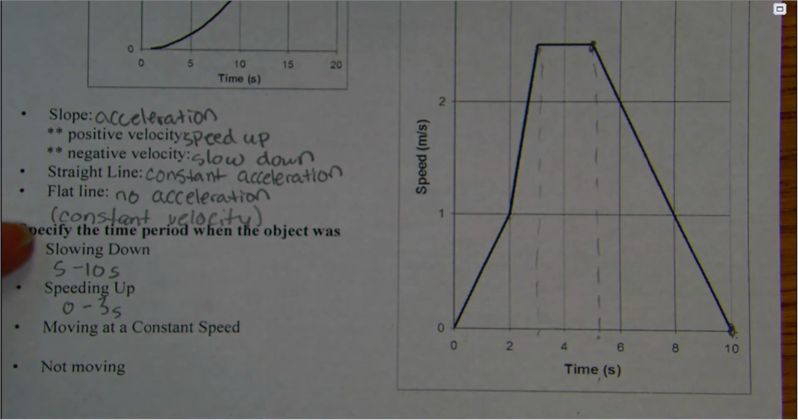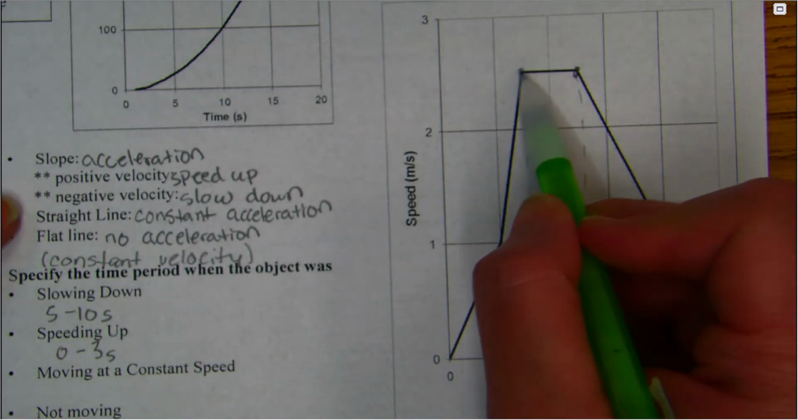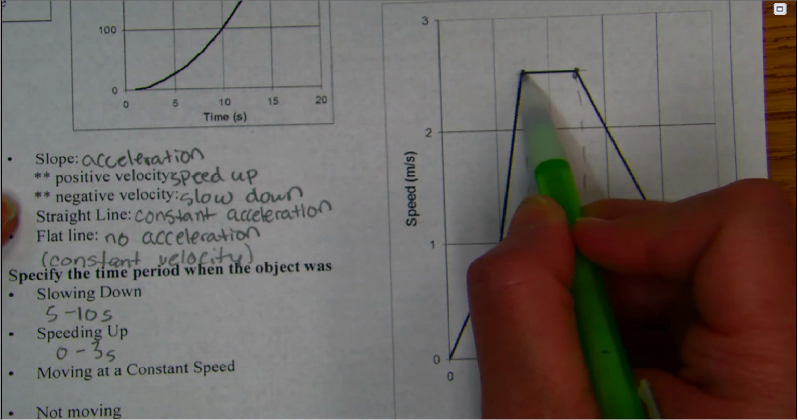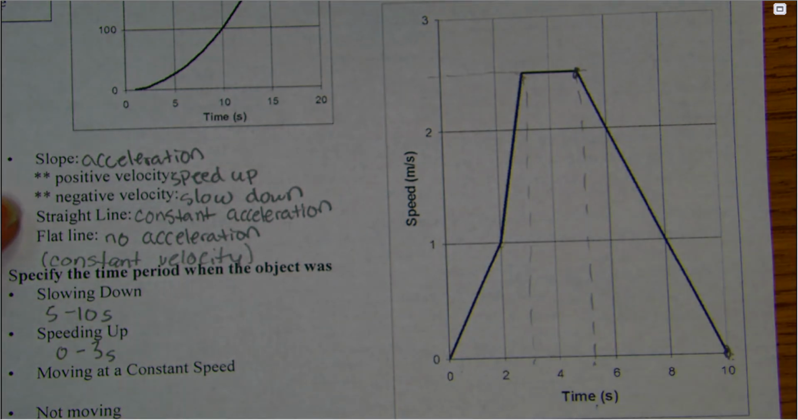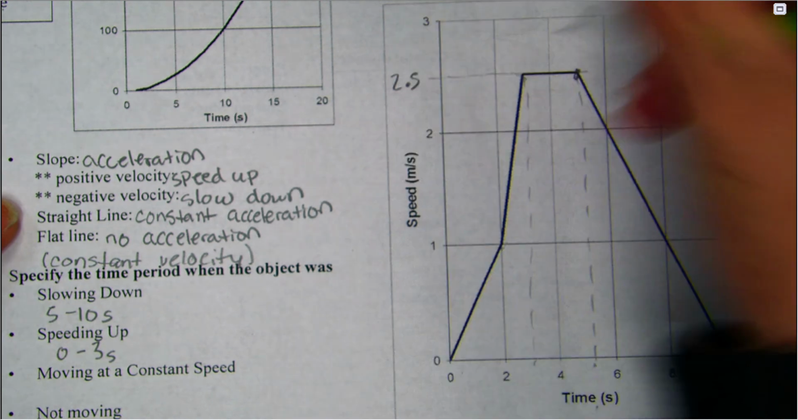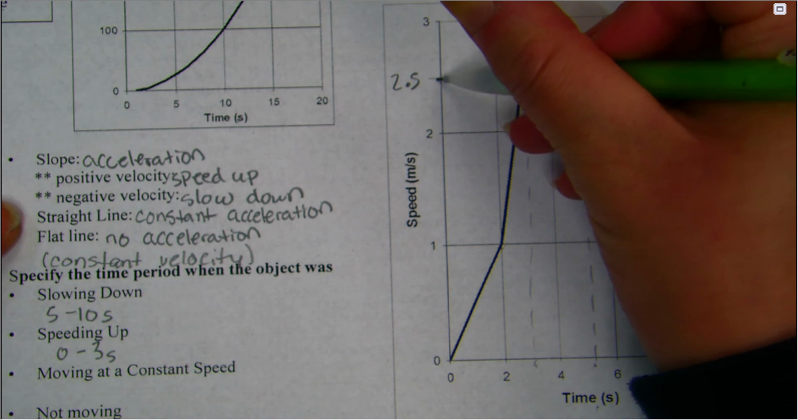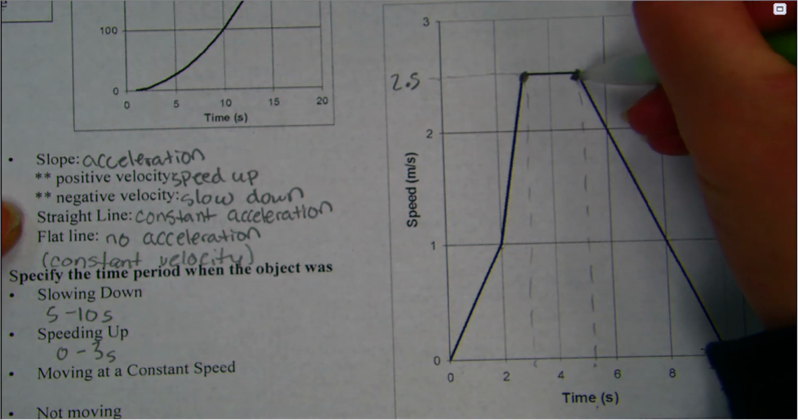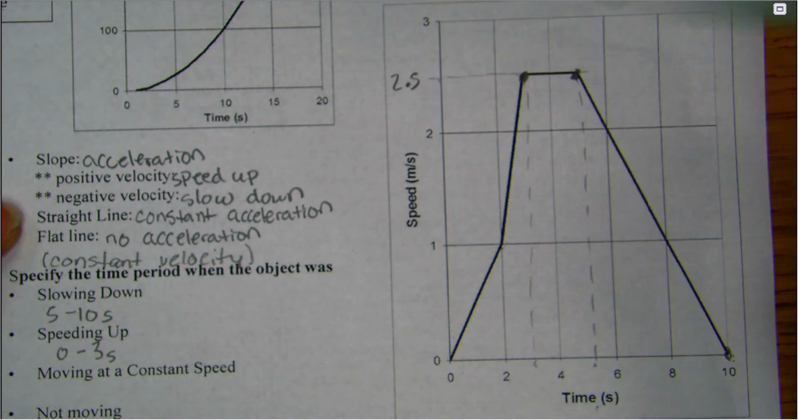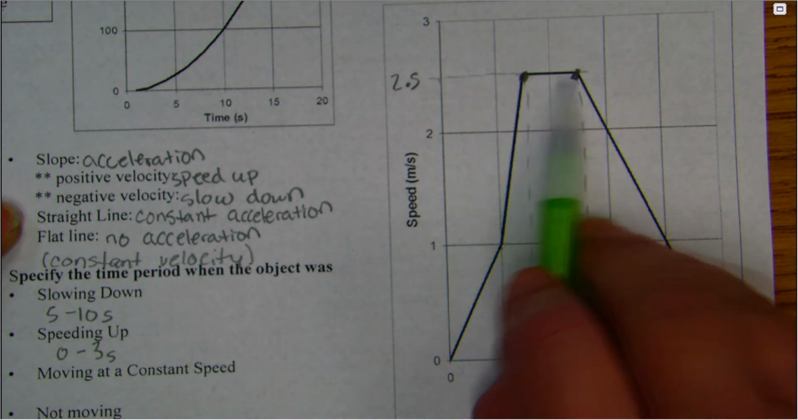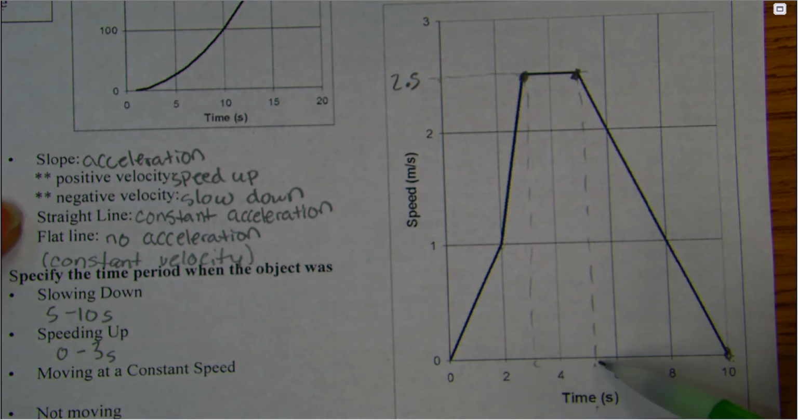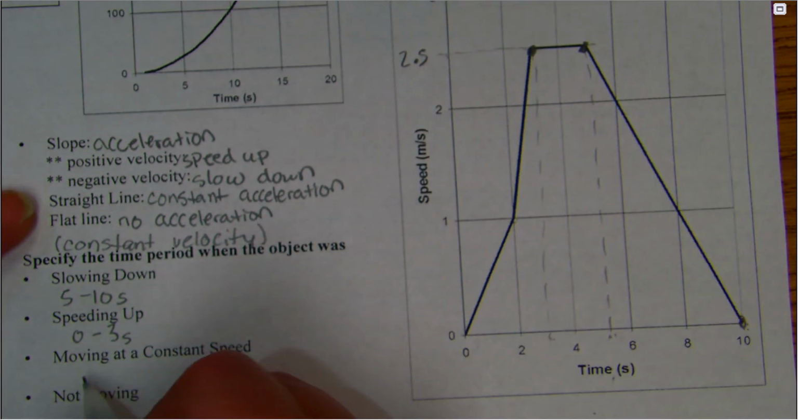All right, when am I moving at a constant speed? So here we have to look at where our line, check out this line. So my speed is about 2.5. At 3 seconds, my speed is 2.5. And at 5 seconds, my speed is still 2.5. So at this point on the graph, from 3 seconds to 5 seconds, I am moving at a constant speed of 2.5 meters per second.